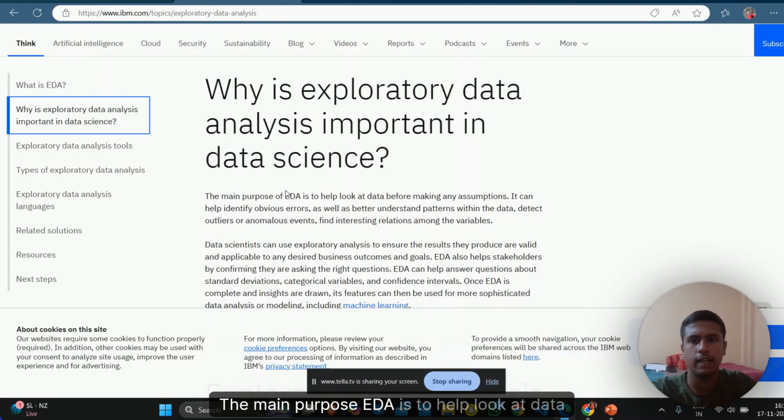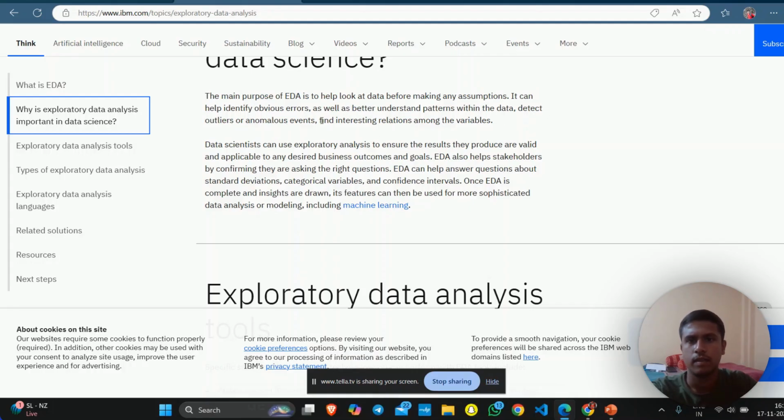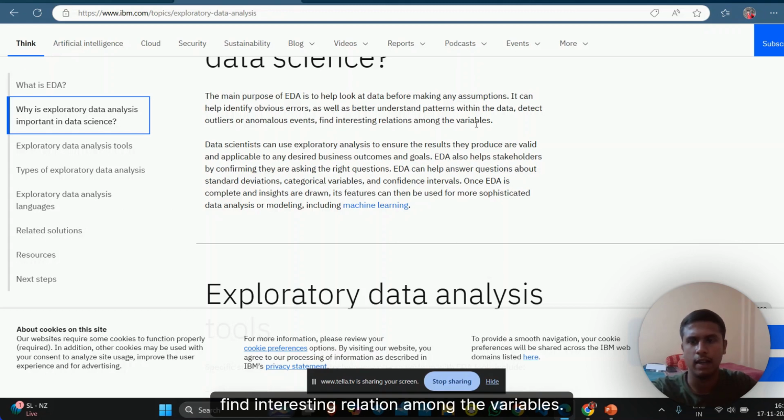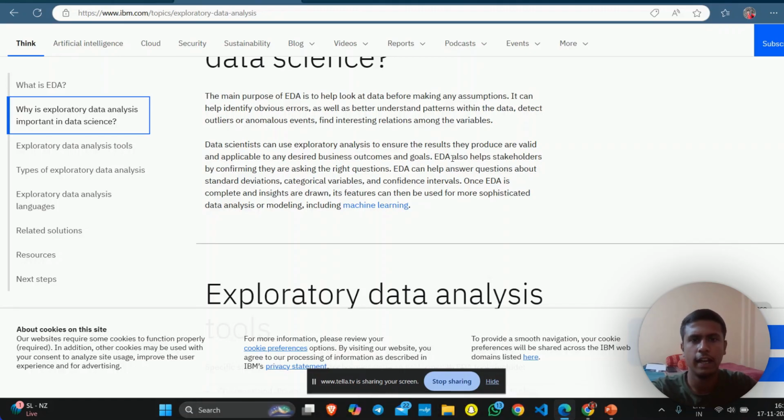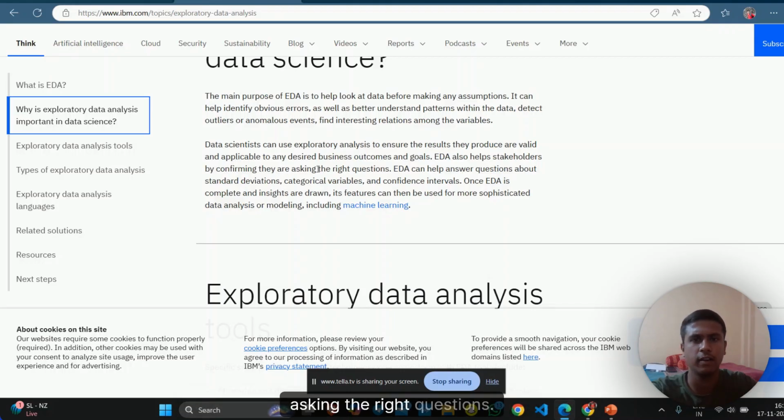The main purpose of EDA is to help look at data before making any assumptions. It can help identify obvious errors, as well as better understand patterns within the data, detect outliers or anomalous events, and find interesting relations among the variables. Data scientists can use exploratory data analysis to ensure the results they produce are valid and applicable to any desired business outcomes and goals. EDA also helps stakeholders by confirming they are asking the right questions.